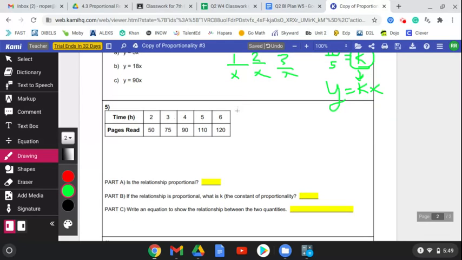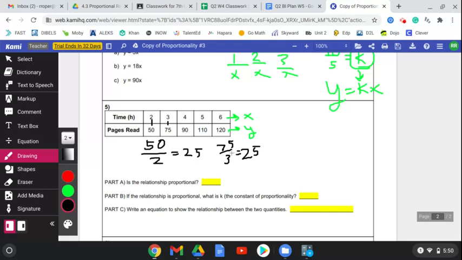Number 5 here, you have time in hours. You call this your x value, and your pages read, your y value. So to determine if the relationship is proportional, you're going to take your y values and divide by your x values. Okay, so let's try this pair first. Y value 50 over x value of 2. 50 over 2 is 25. Okay, then you have 75 over 3. 75 over 3, okay, also 25.